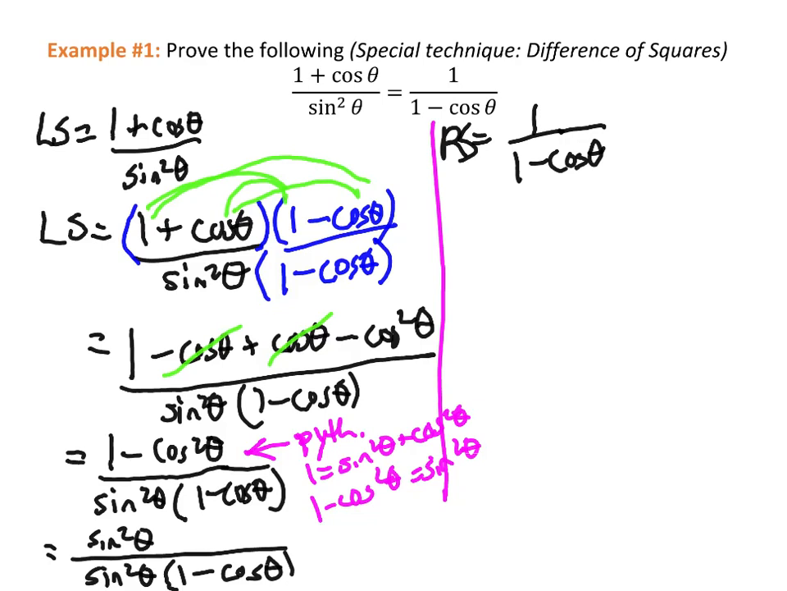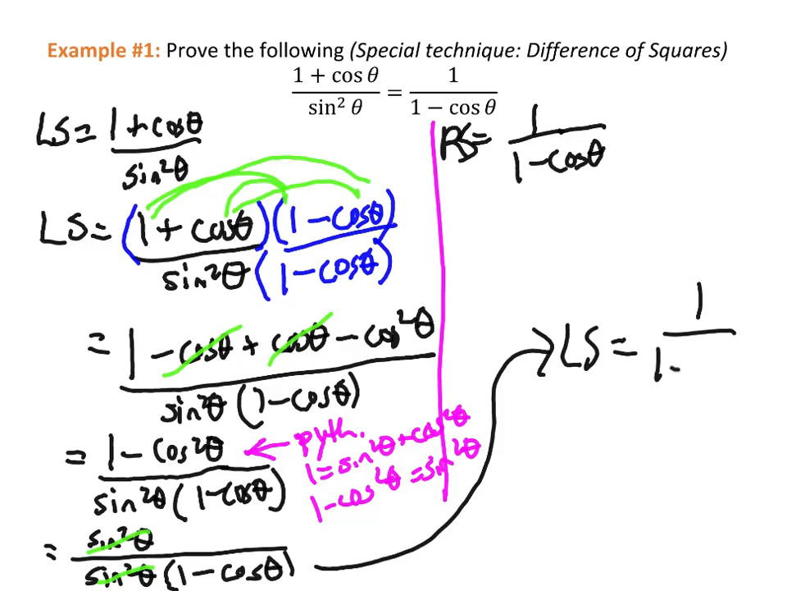And now you can definitely notice what's going to happen next. I have a sine squared on the top and a sine squared on the bottom. No more weird adding and stuff in there. Right now everything is multiplied on the top and multiplied on the bottom. So those will actually cancel out. And that simplifies, I'm running out of space here, but that simplifies my left side to be just a 1 on the top, now that that sine squared has been canceled. And on the bottom, I'm still left with a 1 minus cos theta.